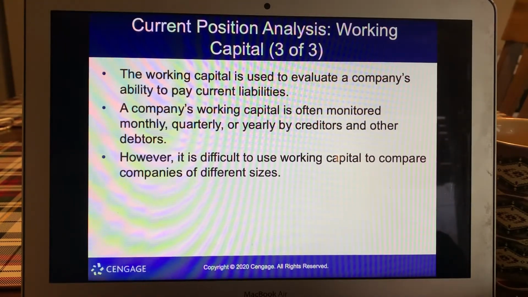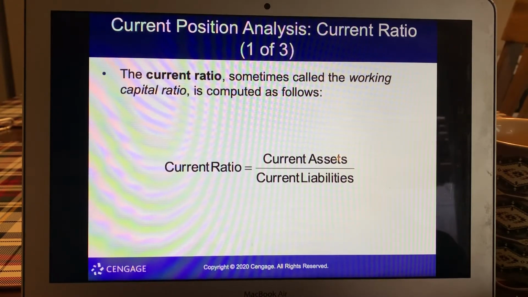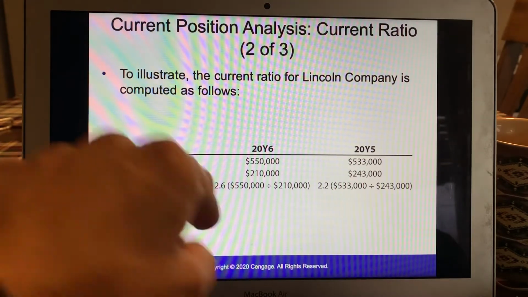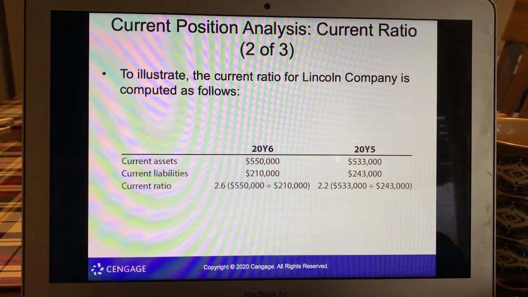Okay. Working capital is used to evaluate a company's ability to pay current liabilities. A company's working capital is often monitored monthly, quarterly, or yearly by creditors and other debtors. However, it is difficult to use working capital to compare companies of different sizes. Okay. Current ratio, sometimes called working capital ratio, is computed as follows: current ratio equals current assets over current liabilities. So for this particular situation, 2.6 and 2.2. So that's 2.6 times we can repay our current liabilities, and the previous year was 2.2. So we want this number to be higher. So keep that in mind. We want the current ratio to be higher.